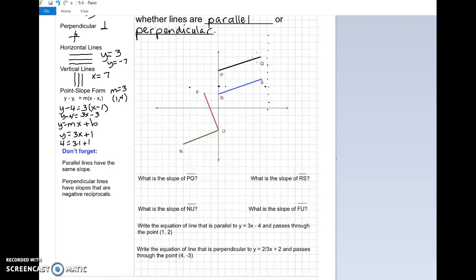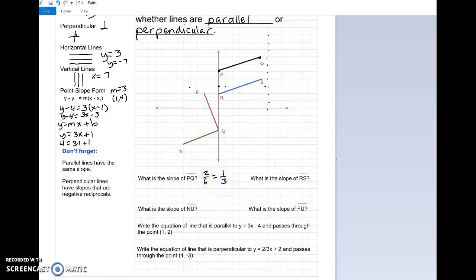Well, the slope of PQ is rise over run. So here's one point to this point, right? And I'm going to go up 1, 2. So I'm rising 2, and I'm going over 1, 2, 3, 4, 5, 6. So the slope of PQ is 2 over 6, or I can reduce that to 1/3.